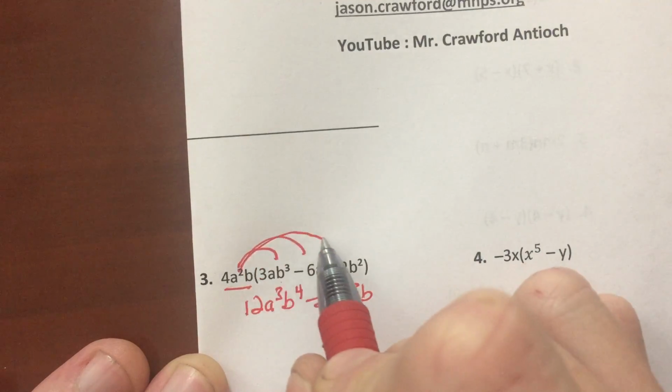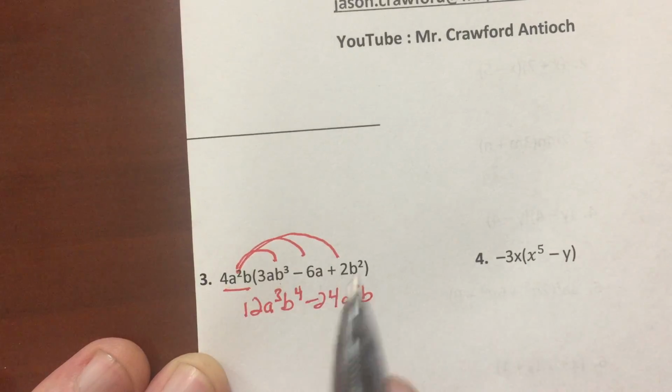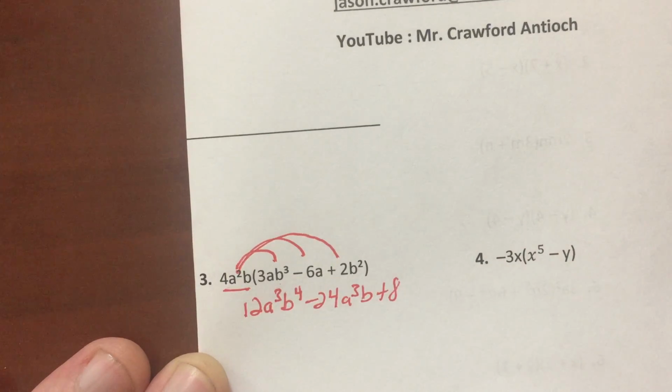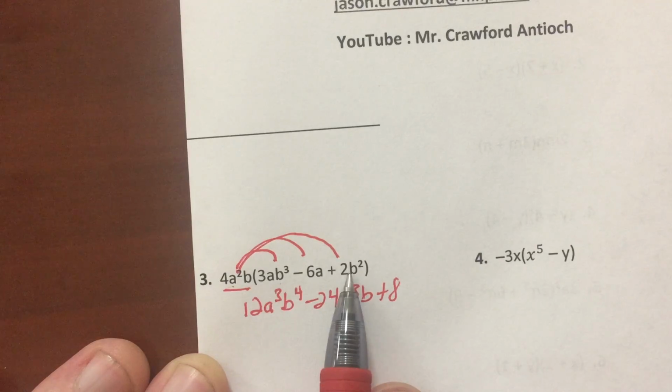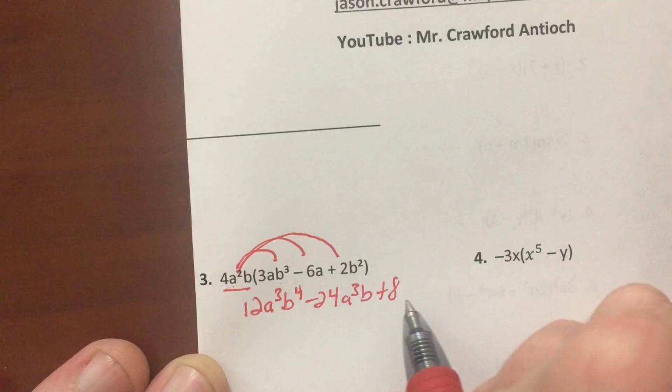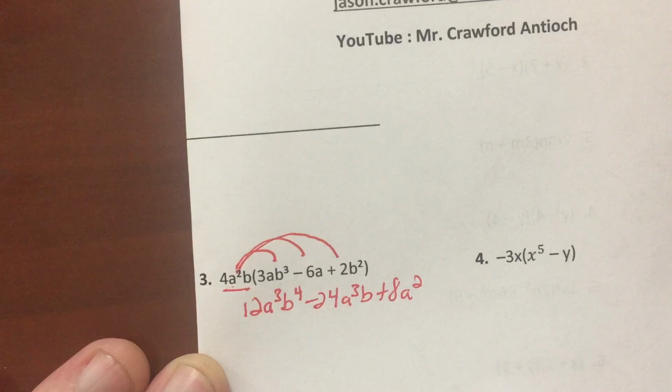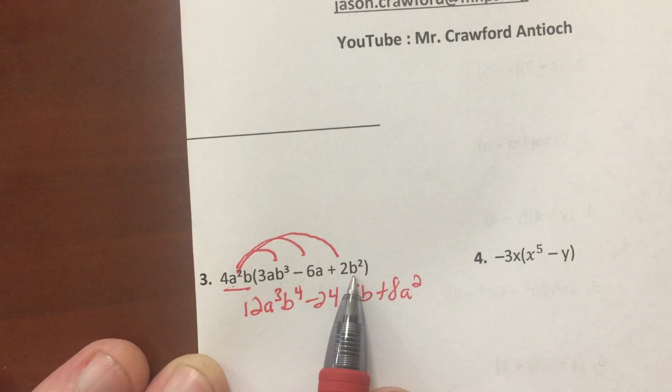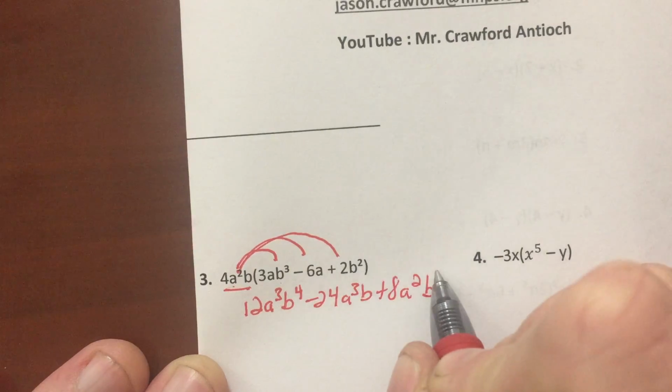When 4a squared b multiplies the last term, 4 times a positive 2 is a positive 8. A to the second finds no other a's in this term, so it just stays a to the second. And b to the first hooks up with b to the second to become b to the third power.